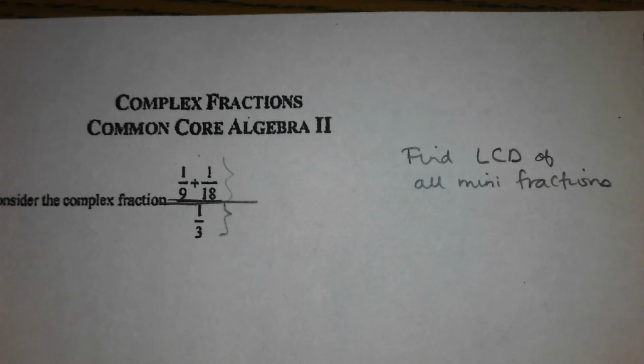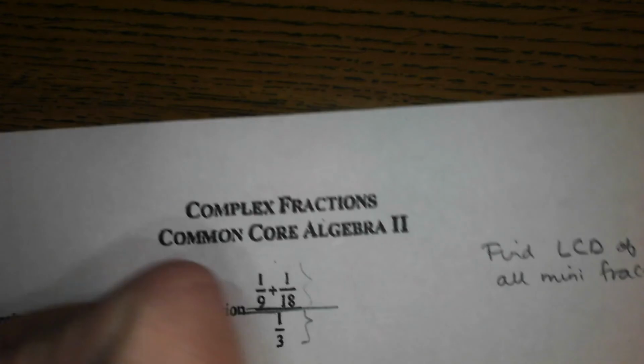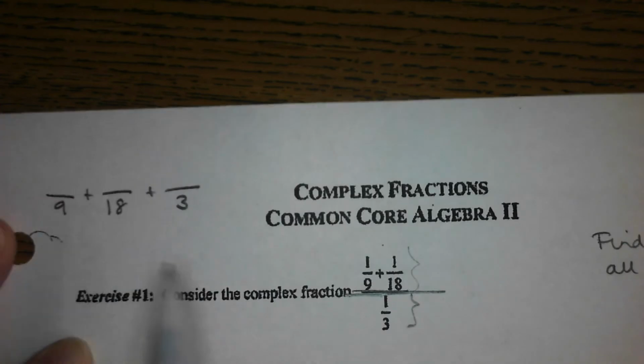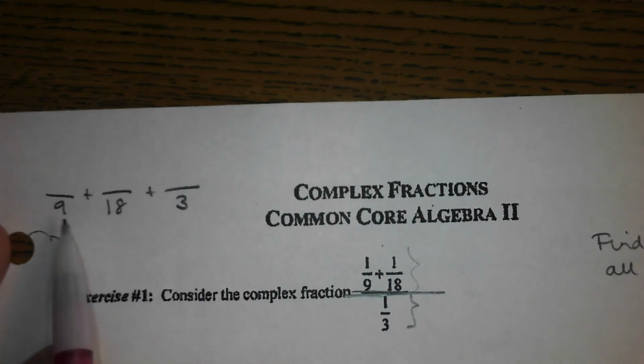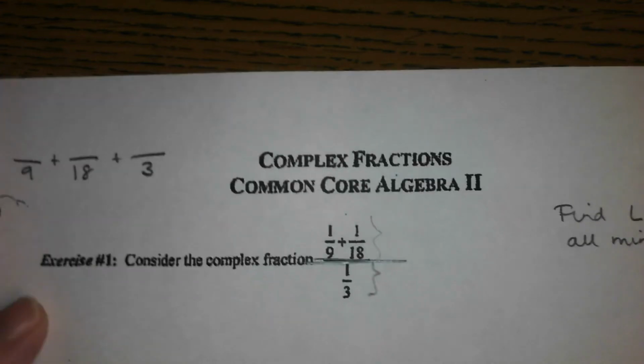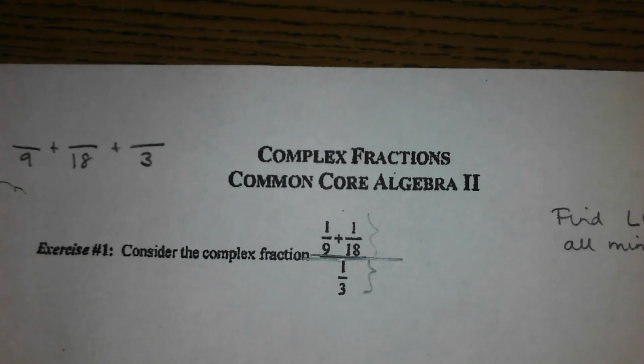So our denominators are 9, 18, and 3. What's the least common denominator of 9, 18, and 3? No. That's a factor. For example, if I had 3 fractions and I was trying to add them together, and their mini denominators were 9, 18, and 3, what would I have to make the least common denominator? 18. Does that make sense? That's what we mean by the least common denominator of all of those. So it would be 18.